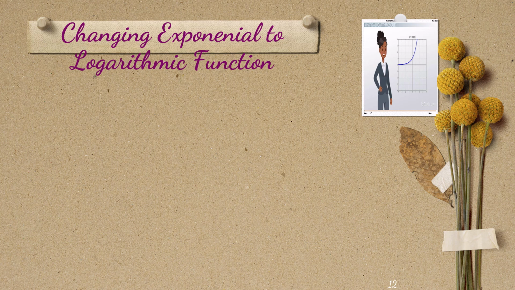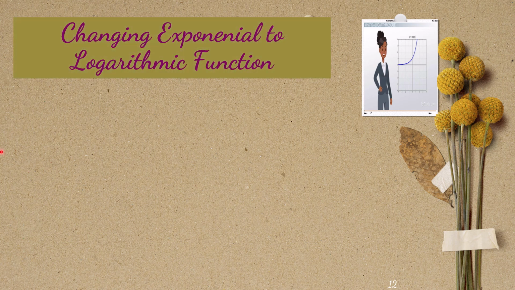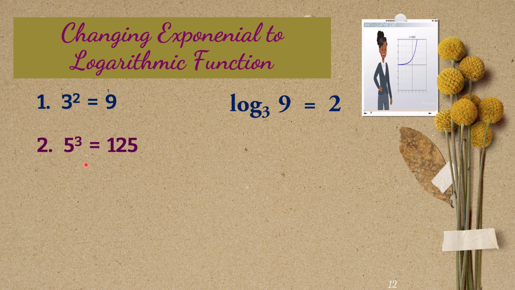Let us apply changing exponential function to logarithmic function. In example number 1, 3 squared equals 9. Our base is 3. So we will start here. Logarithm of 9 to the base 3 equals 2. Number 2, 5 cubed equals 125. Our base is 5. So logarithm of 125 to the base 5 equals 3.